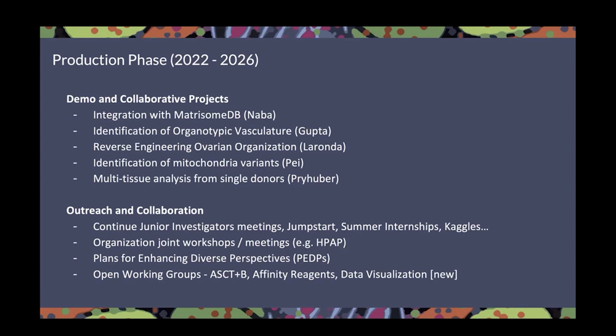And also very important and near and dear to all of our hearts is outreach and collaboration. So we will continue these junior investigator meetings, the jump starts and summer internships and Kaggle competitions. But we are also organizing joint workshops and meetings. There's a plan for enhancing diverse perspectives that every single team in HuBMAP had to promise to fulfill. And we, first of all, had to construct it in alignment with what is already in existence at our universities, but also what can be done together across institutions.